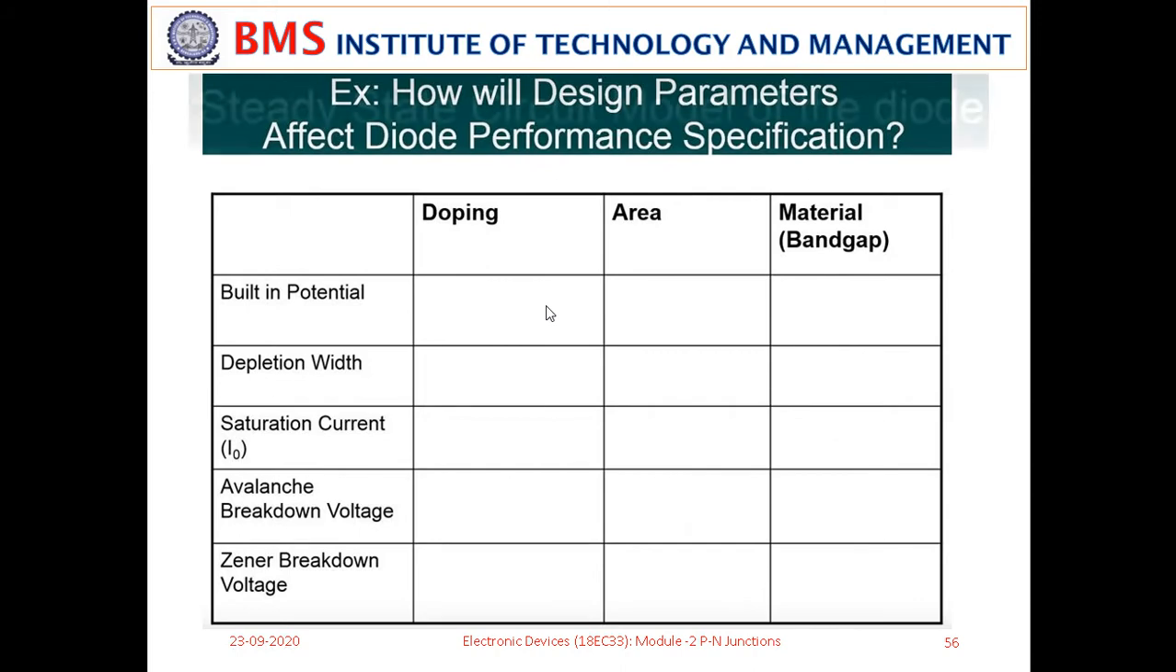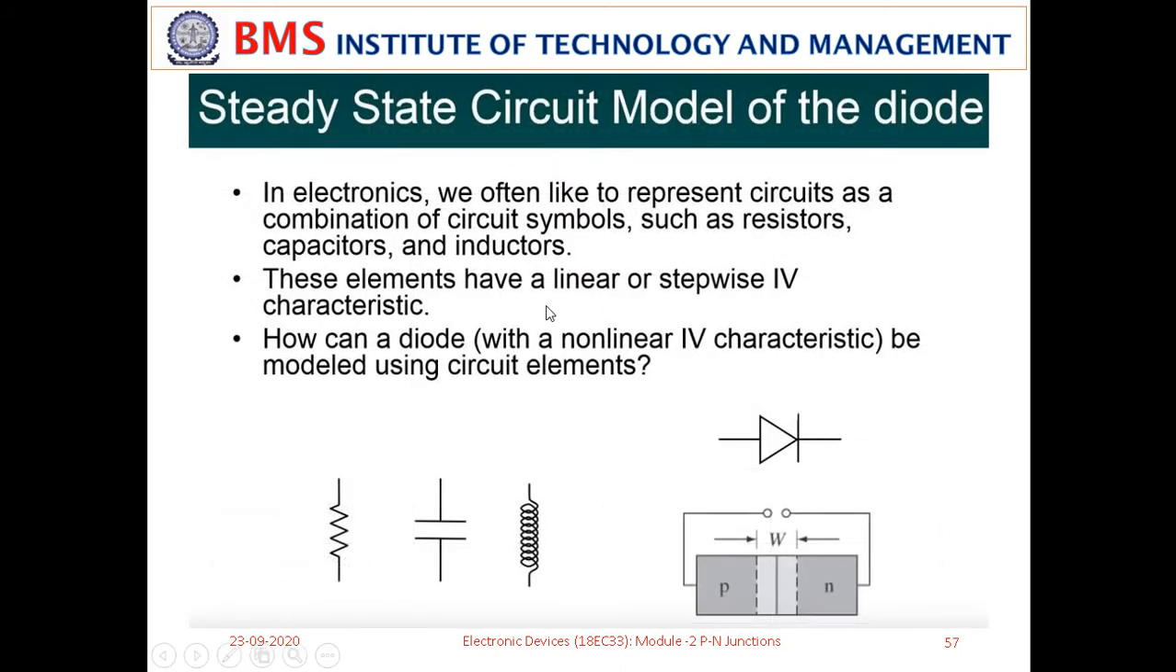Go through the formulas here. This I was talking about: a diode is a non-linear device. You can model a diode using linear circuit elements such as resistors, capacitors and inductors. You can use these elements to model the diode, the PN junction. So, this is the symbolic representation of a diode.